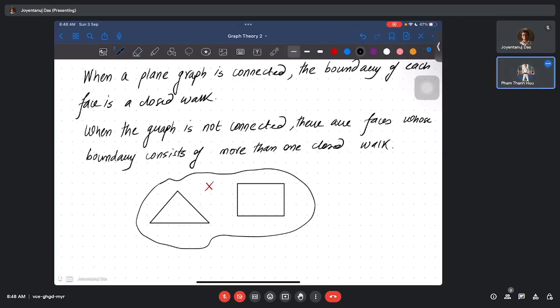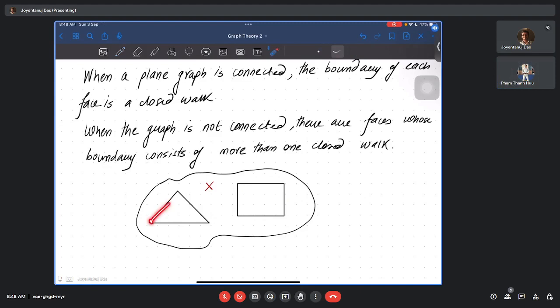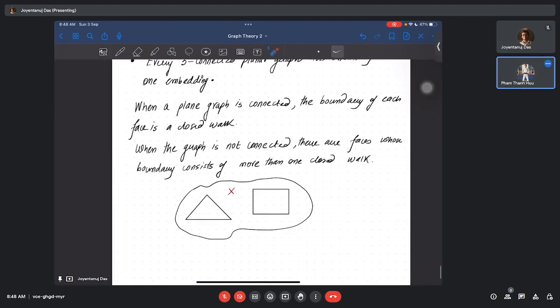What does it mean, closed walk? A closed walk is a walk that is closed, right? The starting point and the end point are the same. This is a closed walk, right? Yes, more than one closed walk.